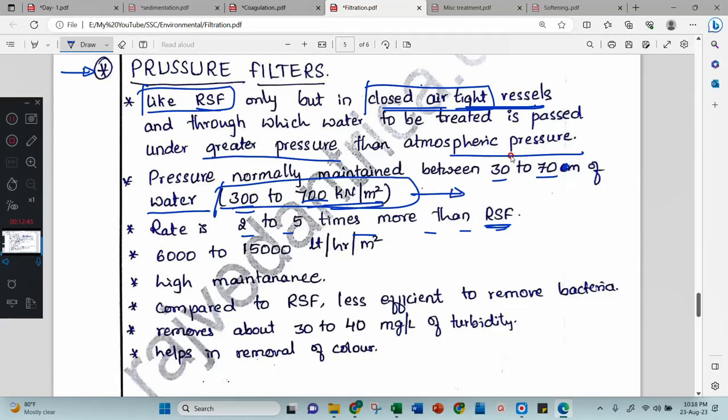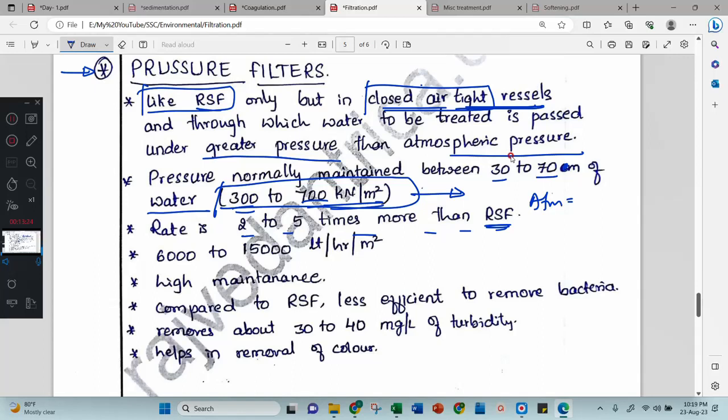What is the atmospheric pressure in kilonewton per meter square? Anyone? What is the value of atmospheric pressure in kilonewton per meter square? No idea. Is it 0.103? Mhm. See here, always you remember this hint.